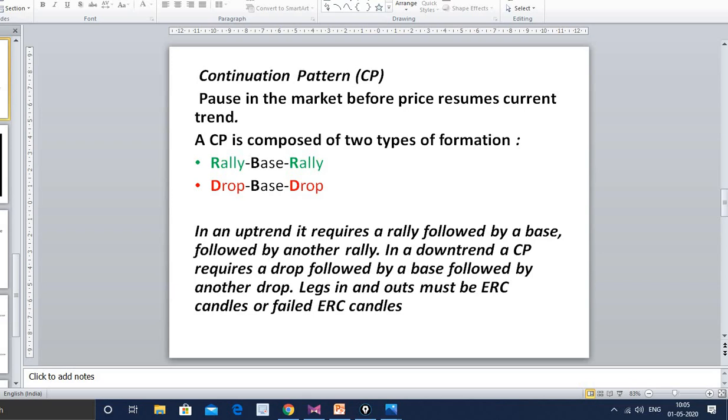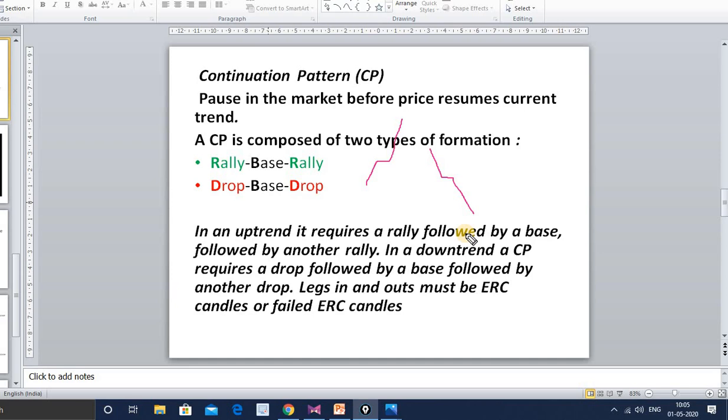Okay, so what happens here? The market is trending and then there's a pause in the market, and then the price resumes the current trend. Okay, the CP is of two types. It's mainly rally, base, rally, and a drop, base, drop. Okay, so these are two types of CP.